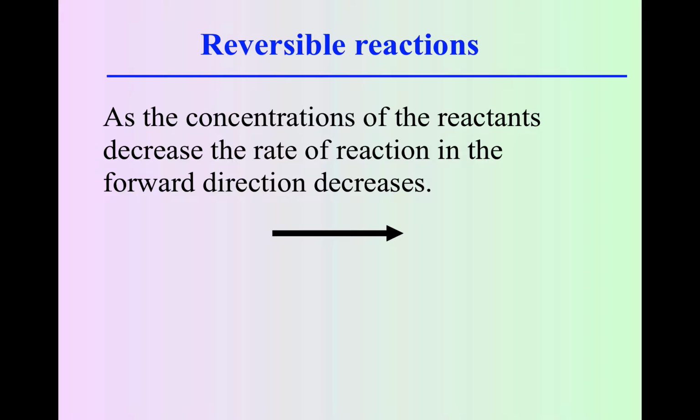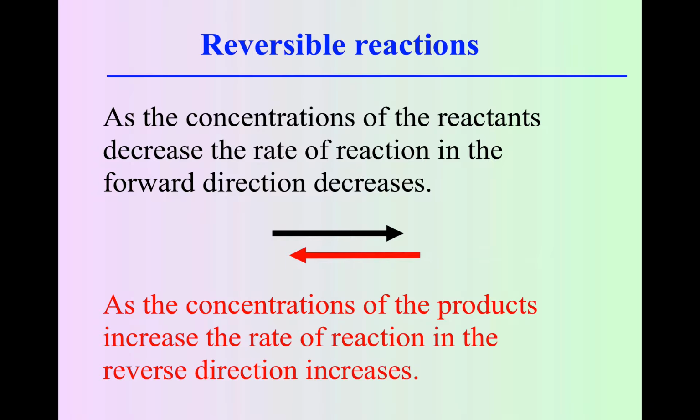In chemistry, most chemical reactions are reversible, meaning that as the concentration of the reactants decreases and the concentration of the products increases, the products start reacting with each other to reform the reactants. And the reaction stops when the forward rate of reaction is equal to the reverse rate of reaction.